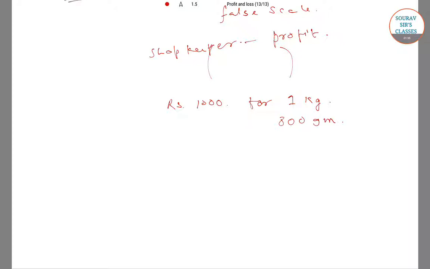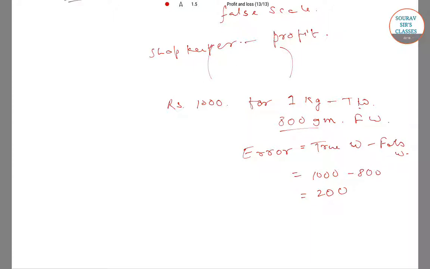Then in this case, the true weight would be 1 kilo, that is, the weight the shopkeeper is telling that he is selling, and the false weight is 800 grams, that is, the actual weight the shopkeeper is selling. Error is true weight minus false weight. In this case, it would be 1000 minus 800, which is equal to 200.